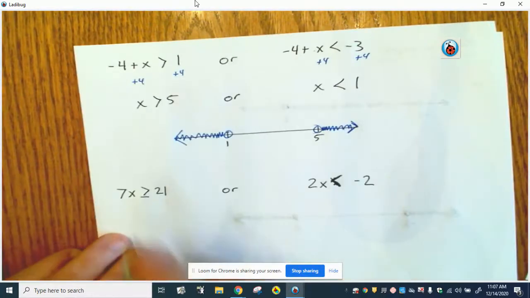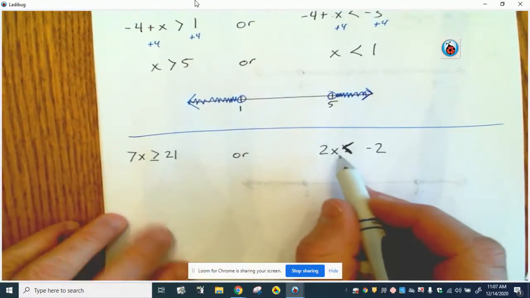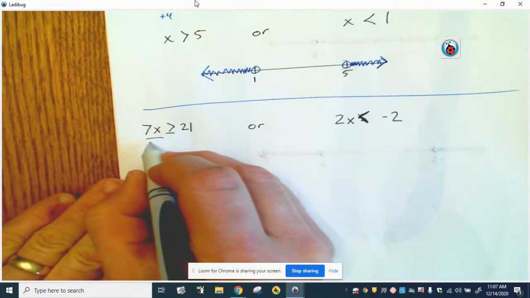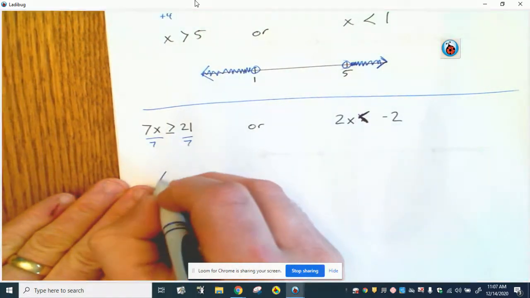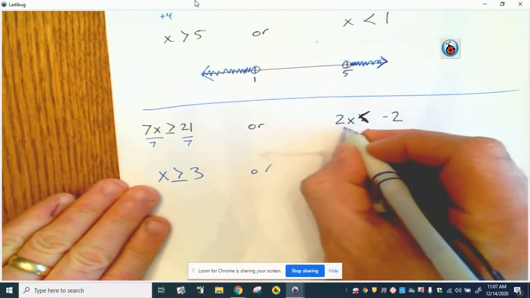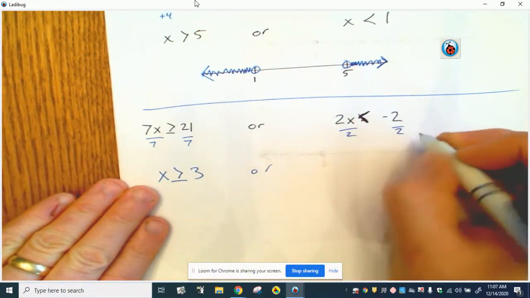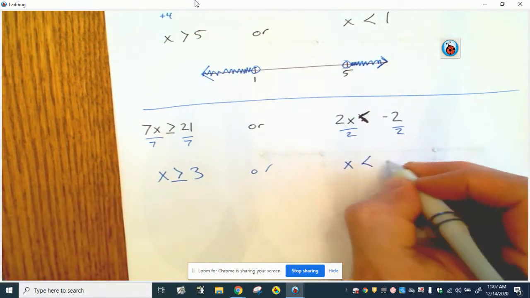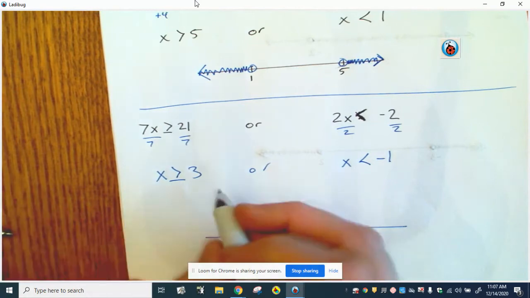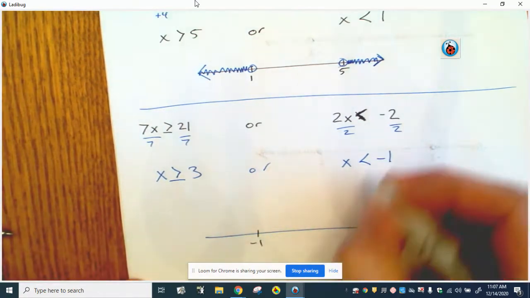Okay? Now, sometimes they don't have to be exactly the same. But again, we just solve them separately. This one I'd want to divide by 7. So I'd get x is greater than or equal to 3. This one I'd want to divide by 2. So I get x is less than -1. Again, graphically, I'd have a -1. I'd have a 3.